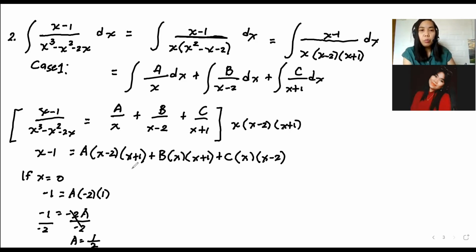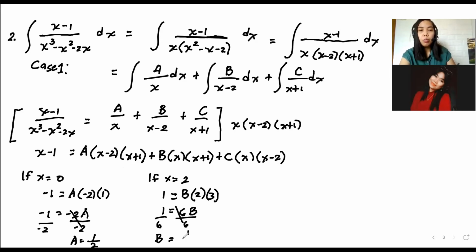If x is 2, 2 minus 1, it's 1, equals. This will be 0 because 2 minus 2 is 0. Here, B times 2, times 2 plus 1, 3. This will become 0 because 2 minus 2 is 0. So 1 equals 2 times 3, 6B. Divide both sides by 6. So B is equal to 1 over 6.